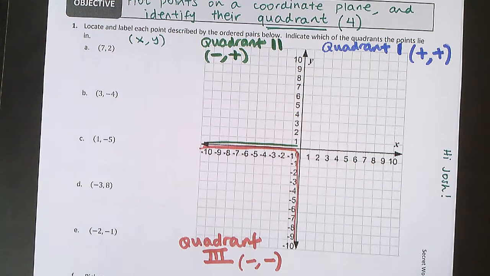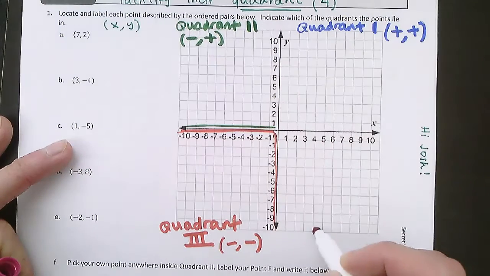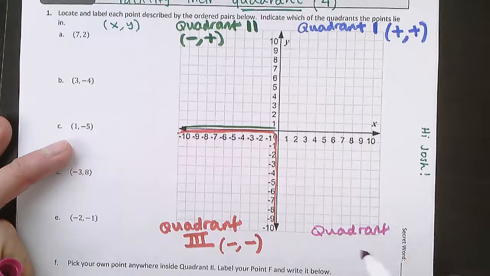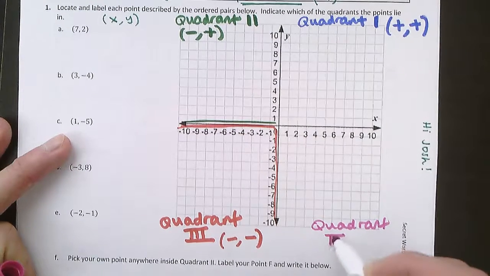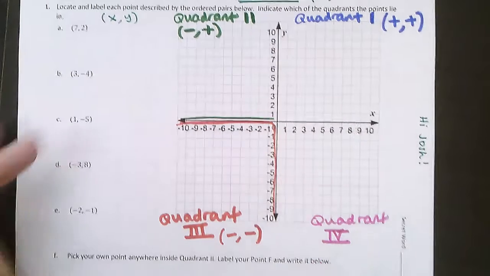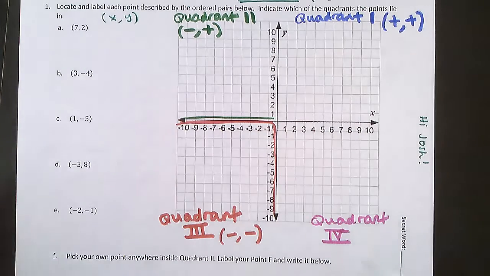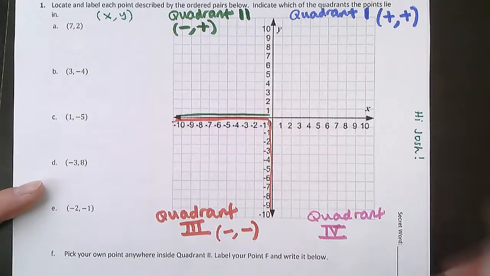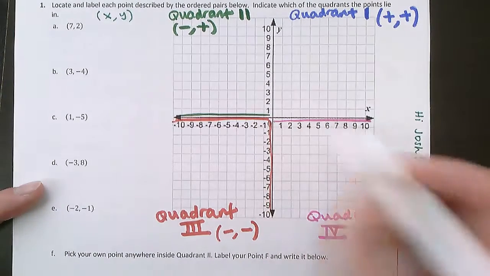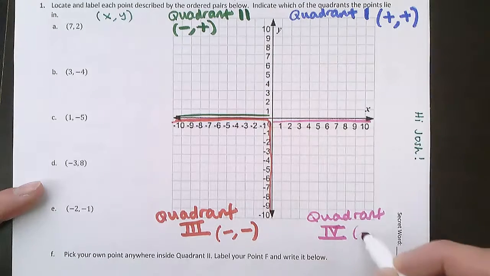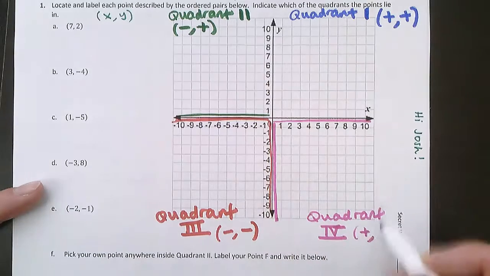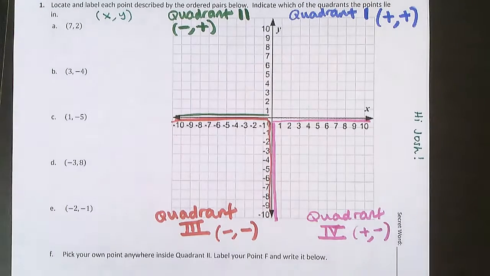Now we're moving on to the very last quadrant, which is going to be quadrant 4, and that's going to be over here on the bottom right. Quadrant 4. The Roman numeral for 4 is IV. Just like that. Quadrant 4. And here, it's this square, so all of the x values are going to be positive, and all of the y values are going to be negative. So positive to negative, like that.